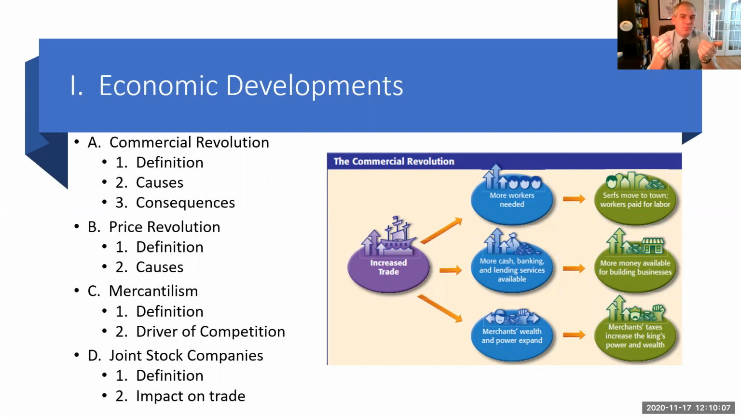But if 10 people finance that ship and the ship sinks, then only a tenth of that loss is visited upon me as an investor. So what that's doing is it's spreading risk amongst investors. And investors like to minimize risk as much as possible.